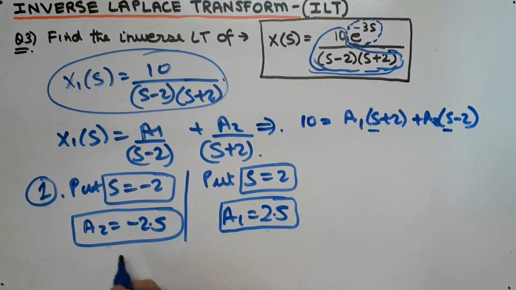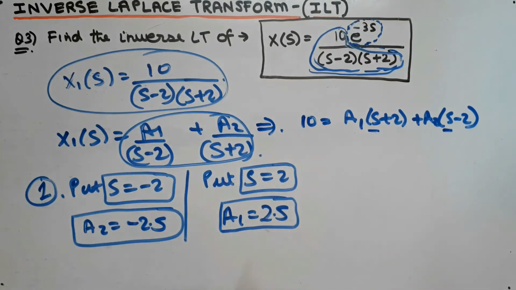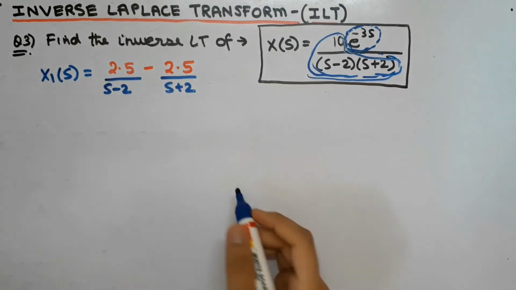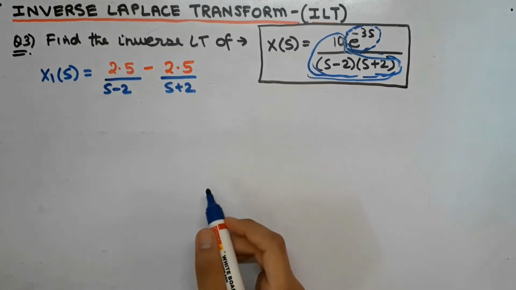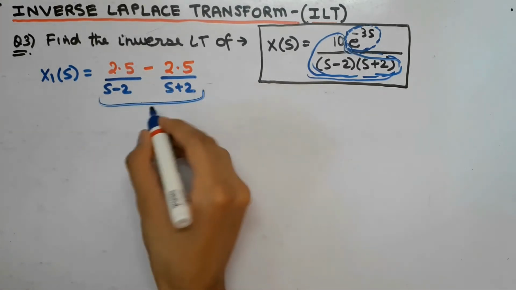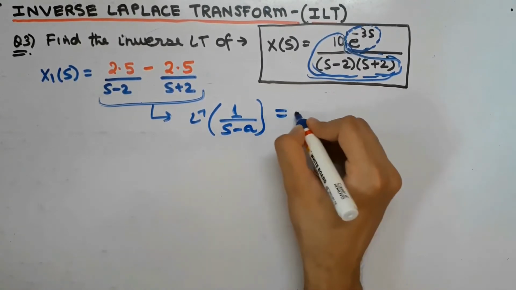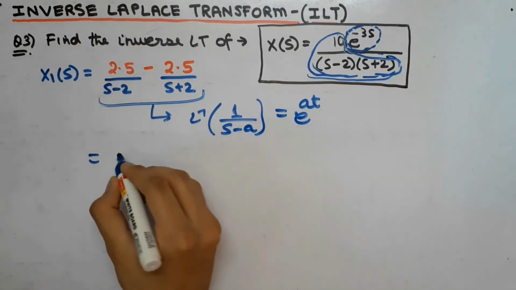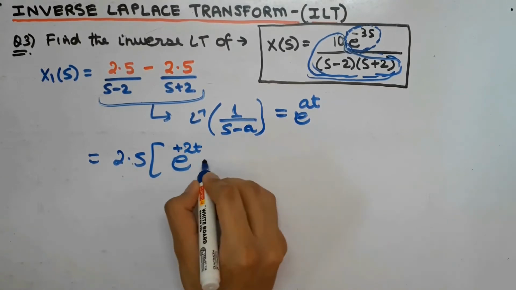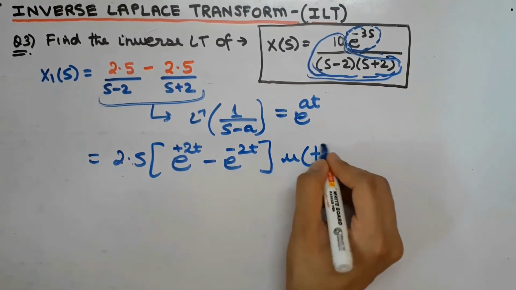Now that we have found the values of A1 and A2, we are going to substitute these values in this and get the value of x(t), and then we will look at what we have to do with this e part. Now we are going to apply the Laplace transform formulas. In order to convert these we will use the formula L inverse of 1 upon (s minus a) is equal to e to the power at. That is, we will take 2.5 common and we will get e to the power 2t, that will be positive, minus e to the power minus 2t, into u(t), in order to convert it into the form of x(t).